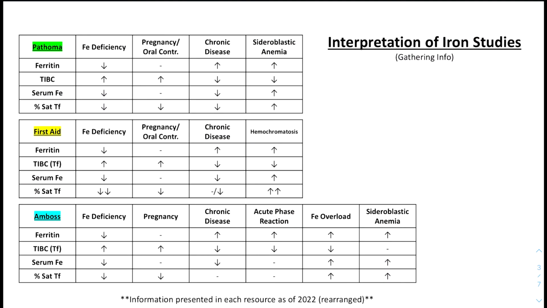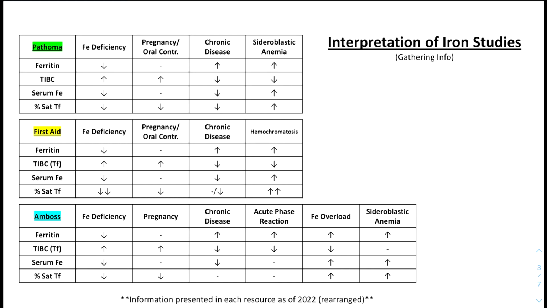Alright, so the reason I wanted to make a new iron studies table is that a lot of resources med students use to study for exams will either emphasize different diseases, or they'll just have slightly conflicting info for the lab values you'd expect in those diseases. So for example, in the iron deficiency columns and chronic disease columns shown here, there's slight variations in the arrows or dashes given with each lab value between the resources of Pathoma, First Aid, and Amboss. So I just wanted to make a table that included everything and was just simpler to recall.